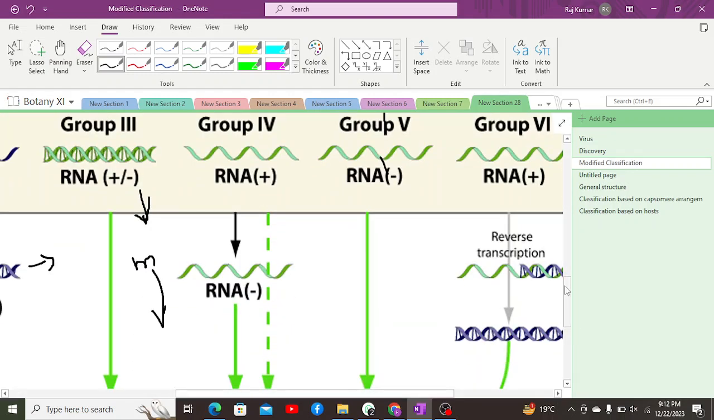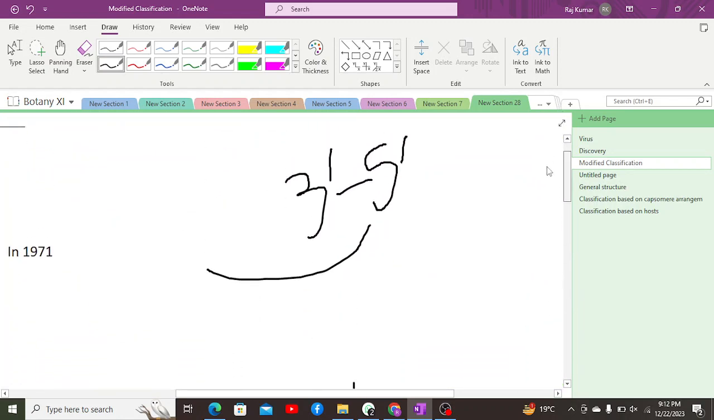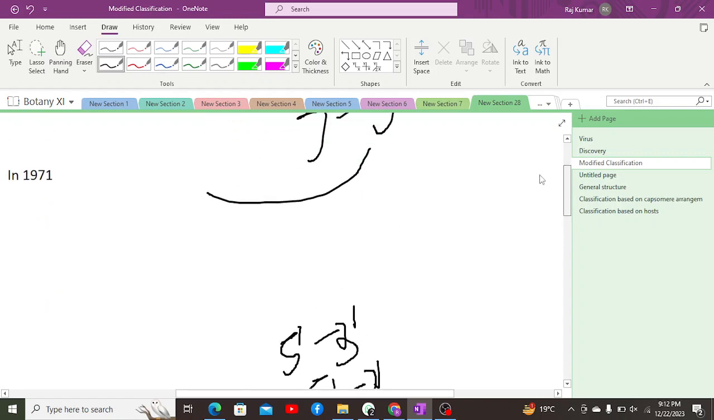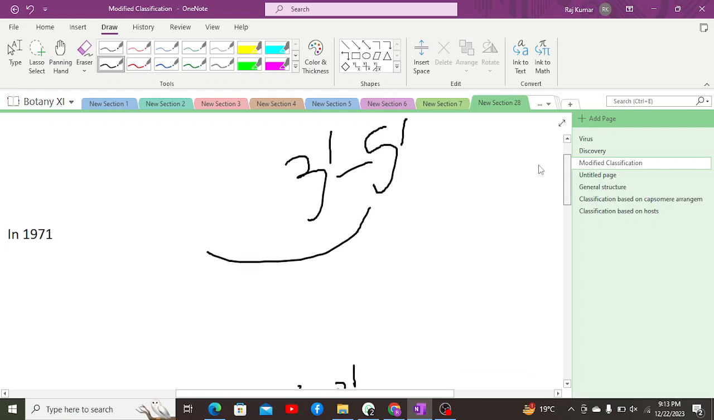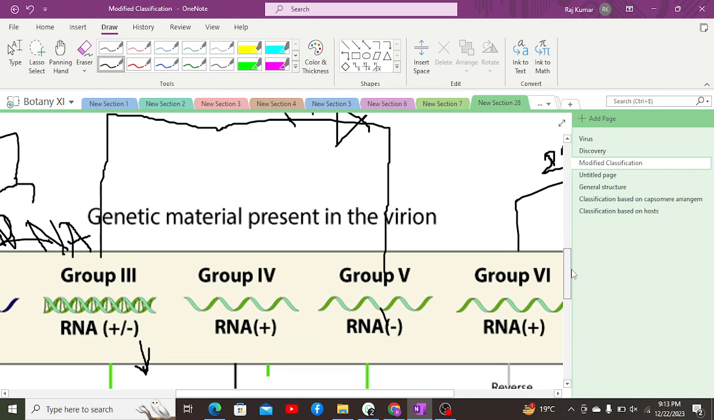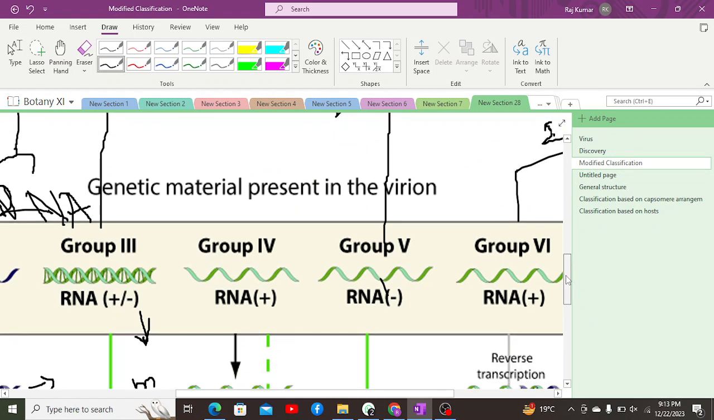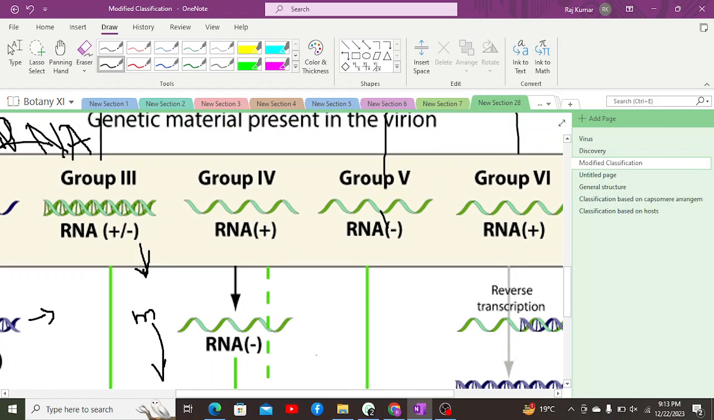As they require RNA dependent RNA polymerase to convert 3 prime to 5 prime into 5 prime to 3 prime, this process is known as transcription, and once mRNA is formed, that mRNA is utilized for the formation of proteins through translation. This includes examples of rhabdovirus and paramyxovirus. Paramyxovirus causes measles and mumps, and rhabdovirus causes rabies.